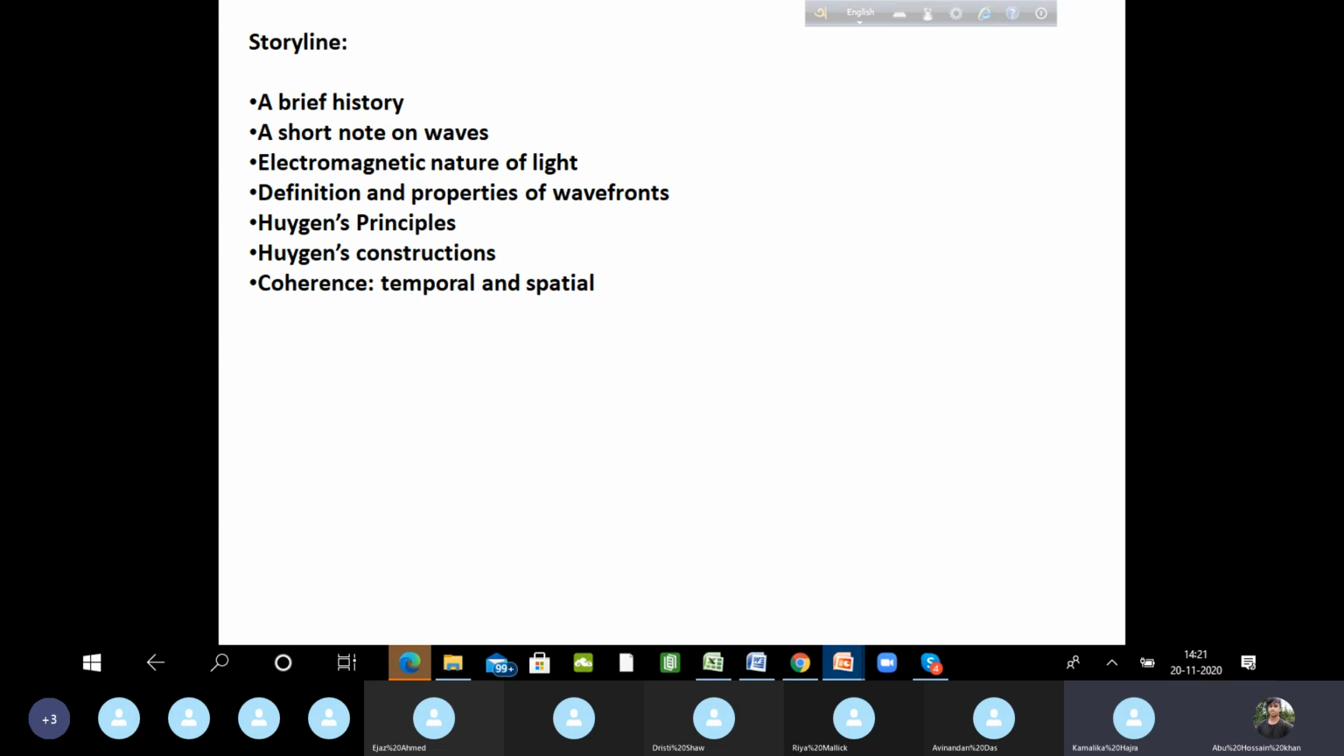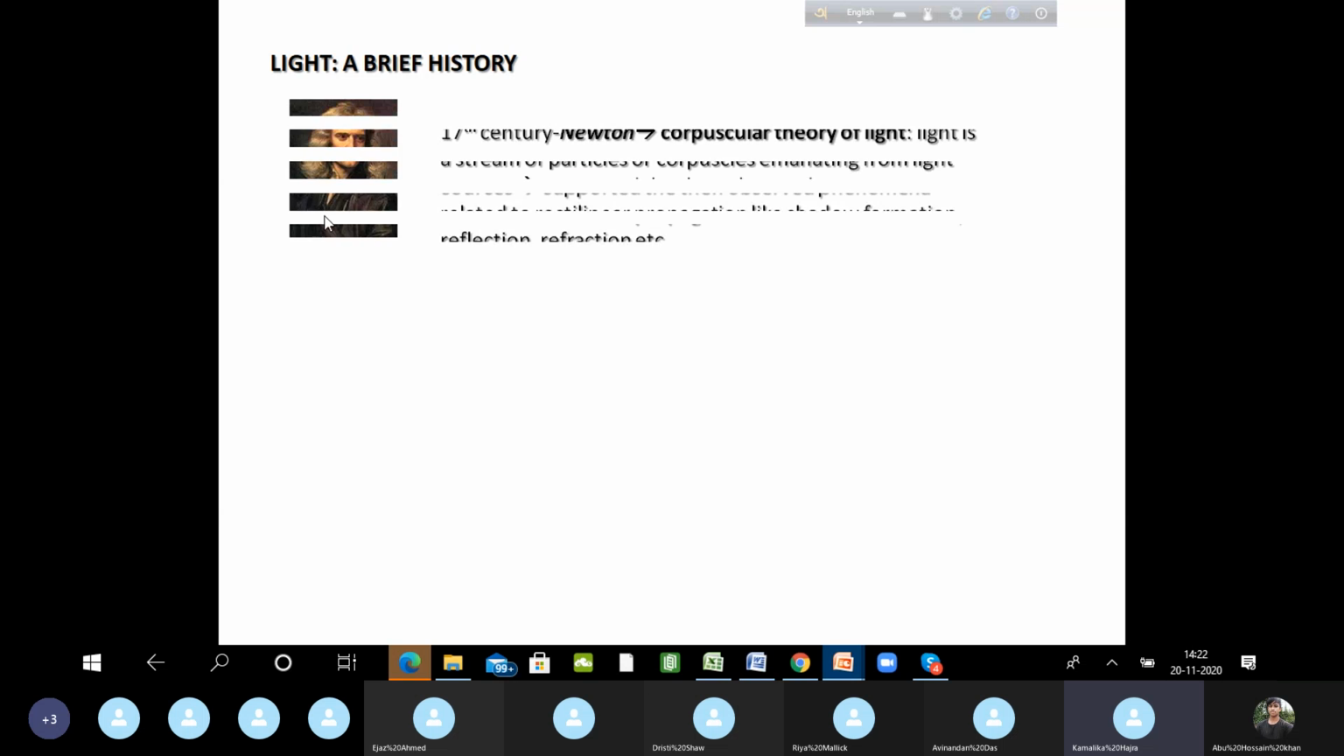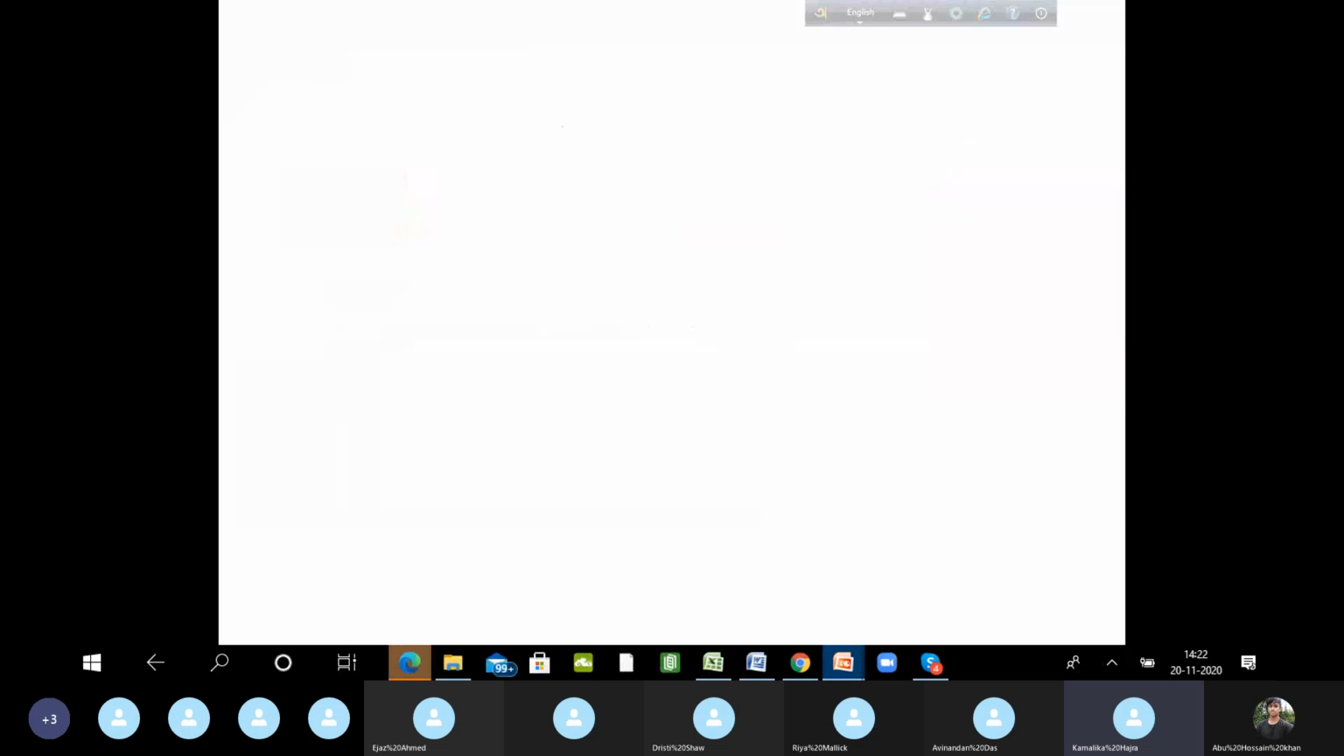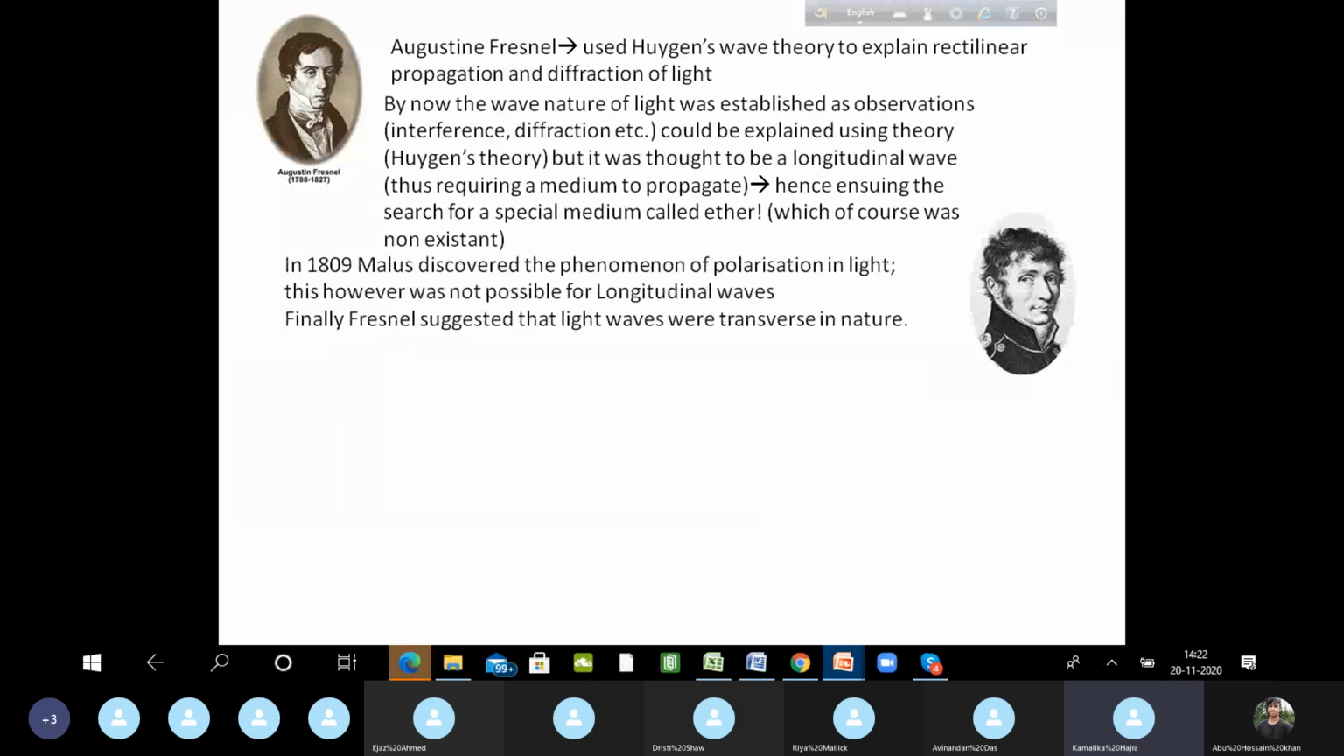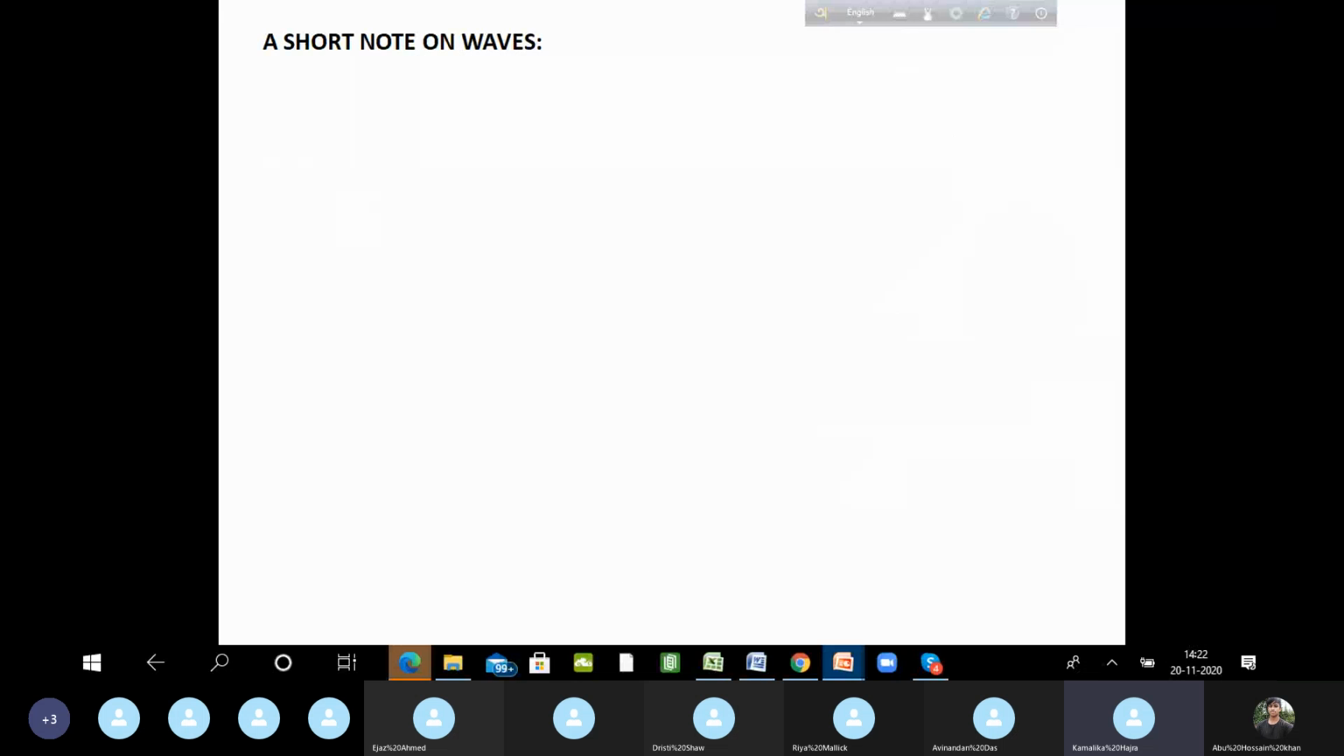Okay, so my first portion constituted all this. You don't need to know the brief history or anything, but you must start your studies. The definition and properties of wavefronts, all of you know from the other portions that you have, but you must start your study from Huygens principle. This was just for introductory purpose, so all this, of course, you won't be getting into.